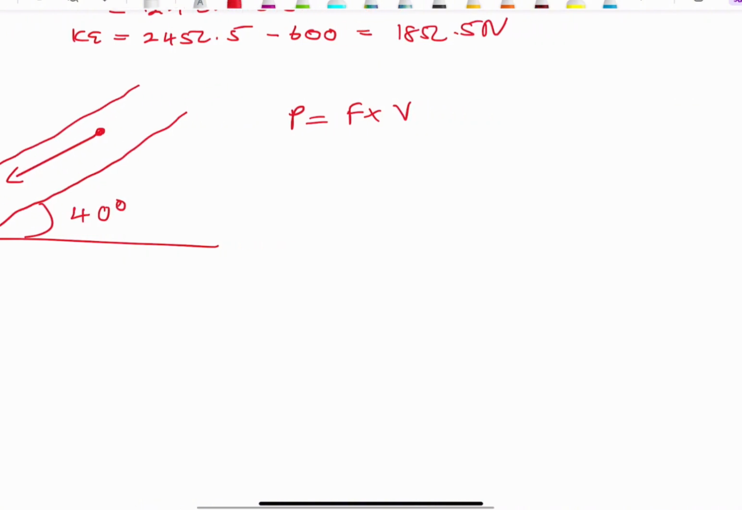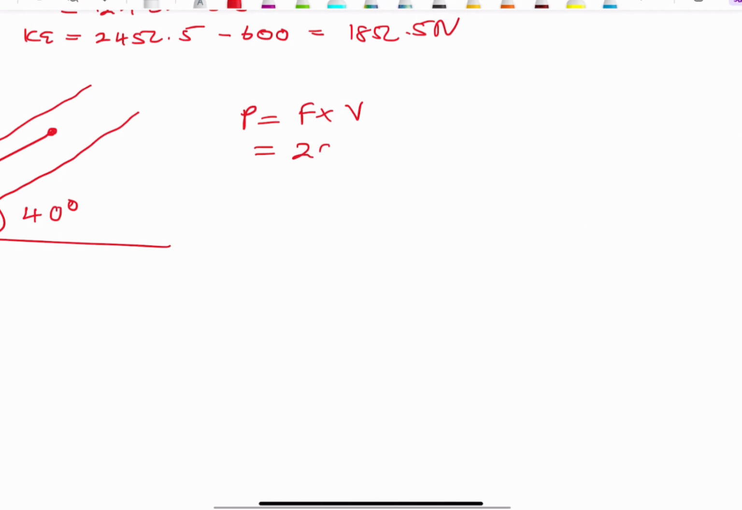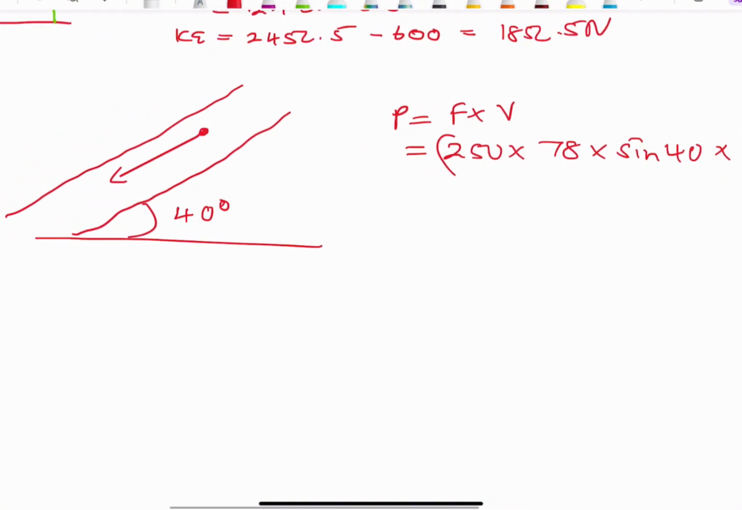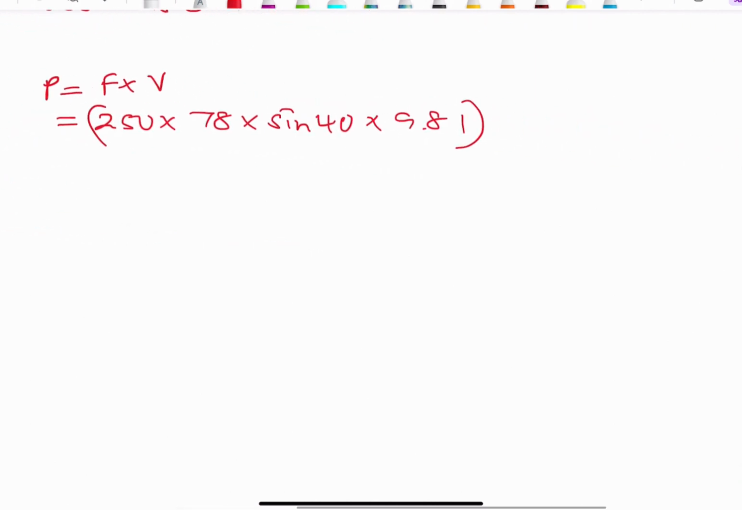So my force will be 250 people with a mass of 78, multiplied by sine 40, multiplied by 9.81, which is my value of g. That should be my force, because those people exert a force down on the plane. If you resolve this, their weight down the plane will be mg sine theta. But there are 250 of them, that's why I need to multiply by 250.